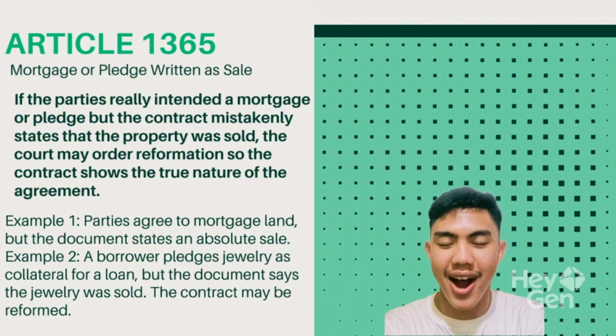Example 1. Parties agree to mortgage land, but the document states an absolute sale. Example 2. A borrower pledges jewelry as collateral for a loan, but the document says the jewelry was sold. The contract may be reformed.